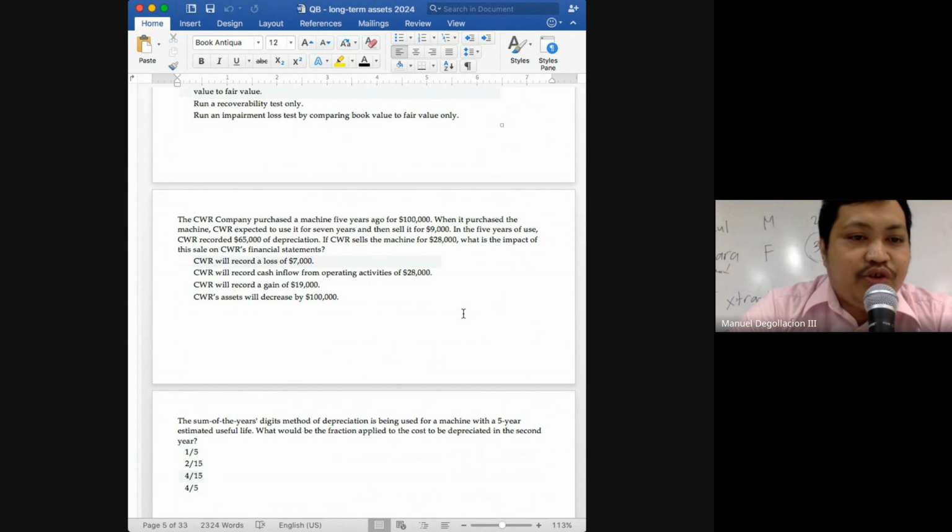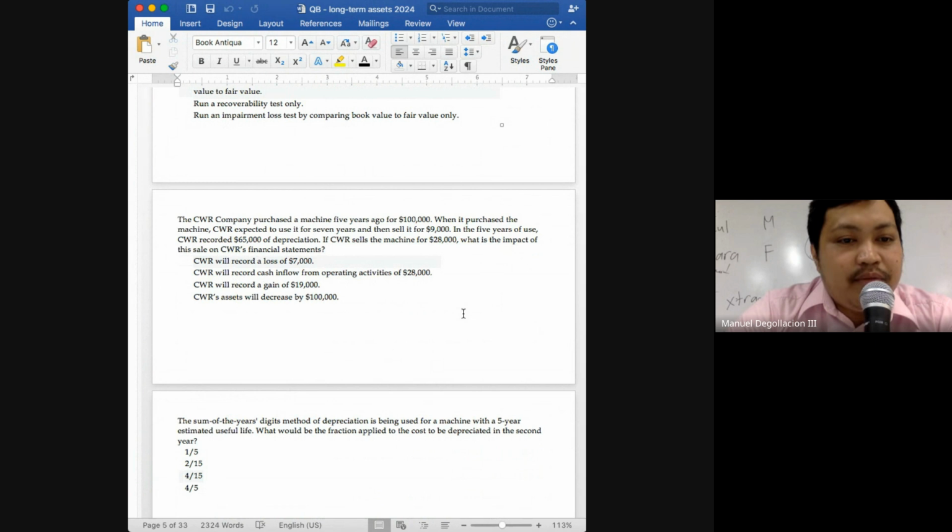Let's check the other choices. The company will record cash inflow from operating activities. That is incorrect. The 28,000 will be reported as what kind of cash flow, guys? Sale of a machine, investing activity. Okay, it will be from an investing activity. You cannot have both A and C as true. So definitely letter C is incompatible with letter A.